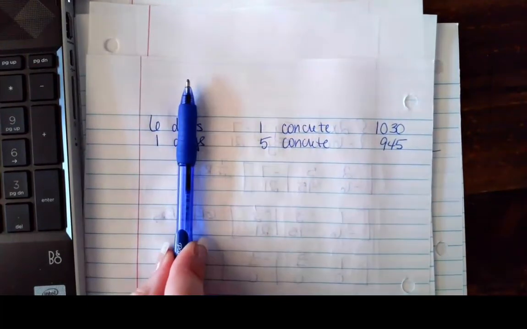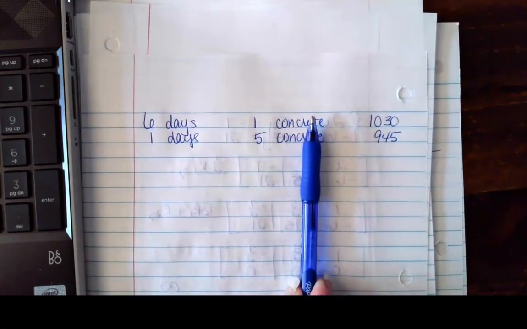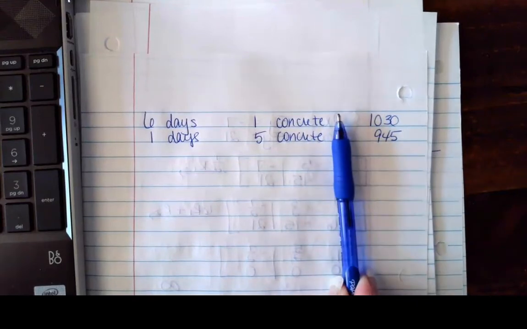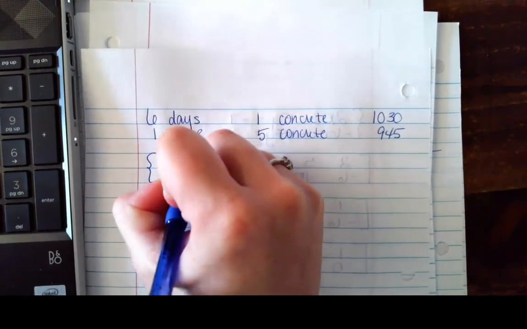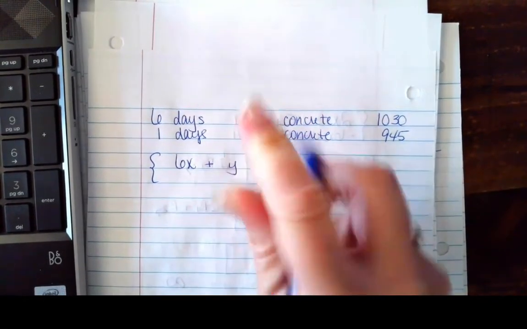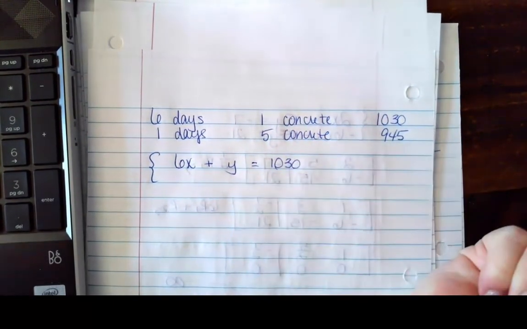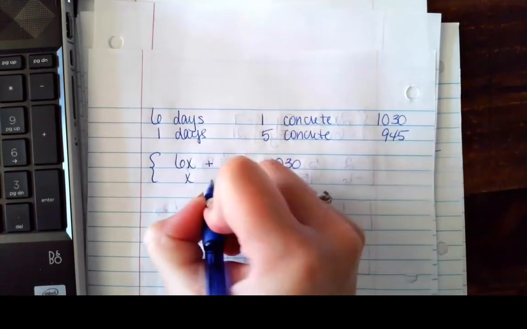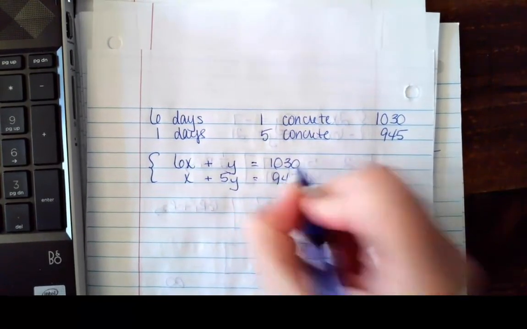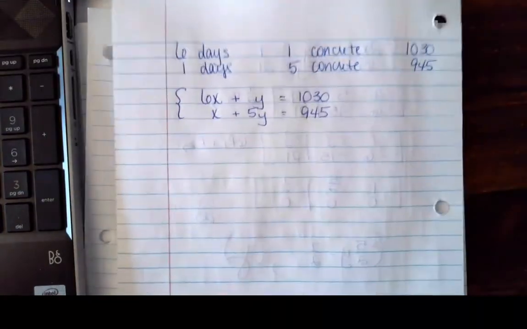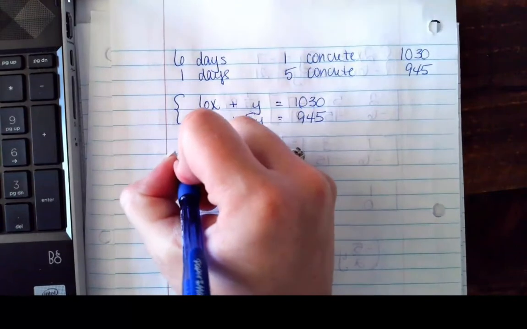You've got this column, which is already organized with days. You've got this column, which is already organized with concrete finishers, and I need it to equal this daily rate. So when you convert that into a system, it will be 6x plus 1y is going to equal 1030. And then I've got 1x plus 5y's is going to equal 945. And just to give you a quick little hint on that, these are both equations, which means I can write them in the opposite order.